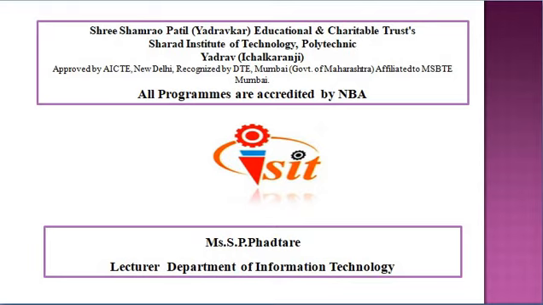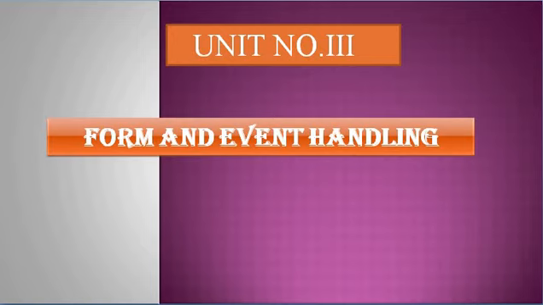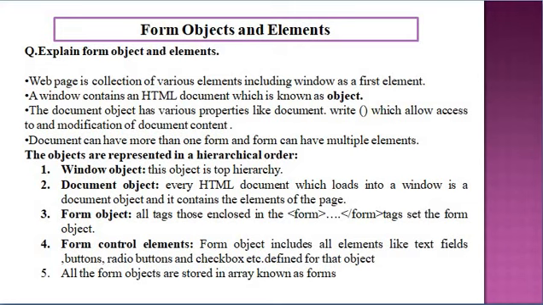Now in this lecture we are going to discuss the form and events. Form objects and elements. Our third chapter, that is form and event handling, already started. Let us see today's first point, that is form objects and element. Question related to that point is: explain form object and element, and this is the answer of this question.